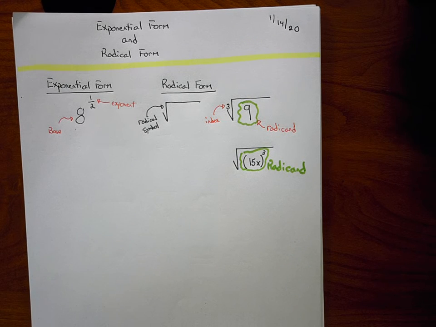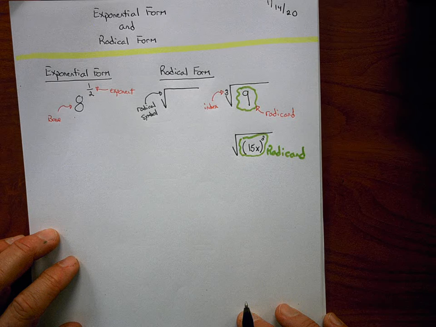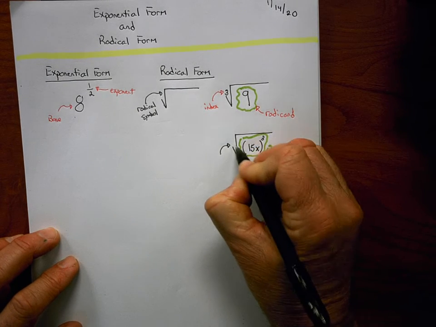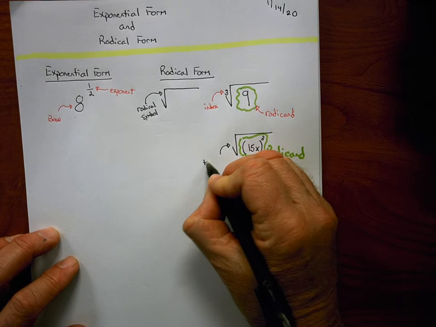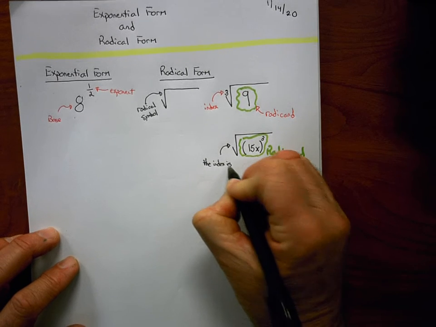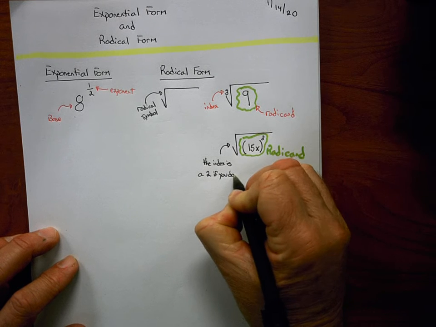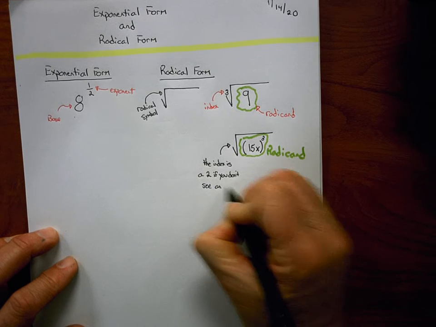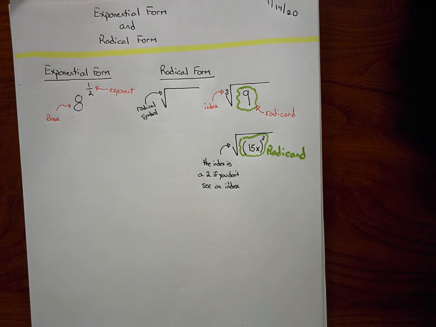Now, somebody's going to get this right. I can feel it in my soul. What's the index? It's not a 1. It's a 2. It's the number outside of the radical symbol, but if there's no number there, what is it? It's a 2. The index is a 2 if you don't see an index. I'll say that again. The index is a 2 if you don't see an index. Can I get an amen? Amen. Yes. Excellent.